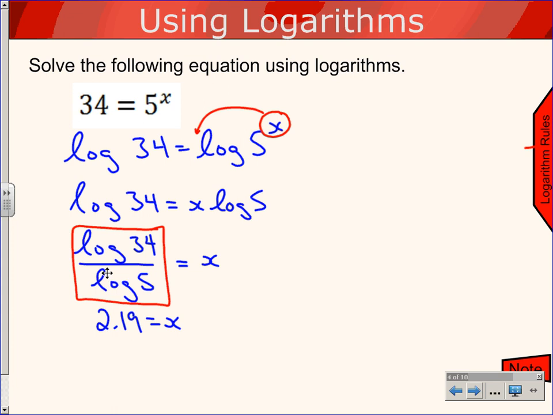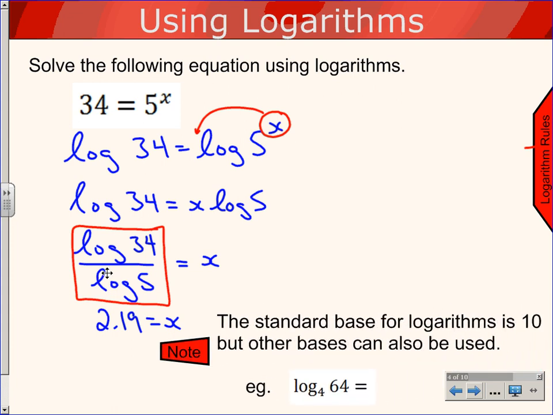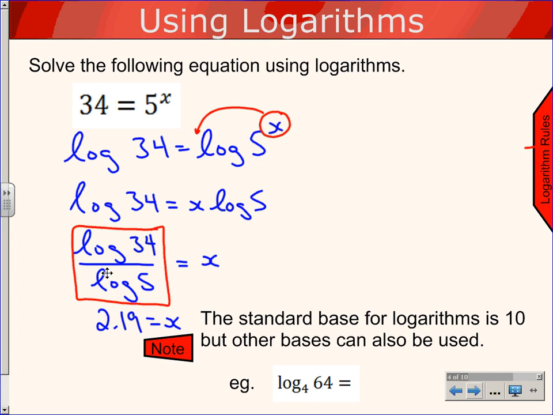2.19 is kind of nice because you can actually picture it a little bit better. If you remember back to grade 11, we would have done that question using guess and check.